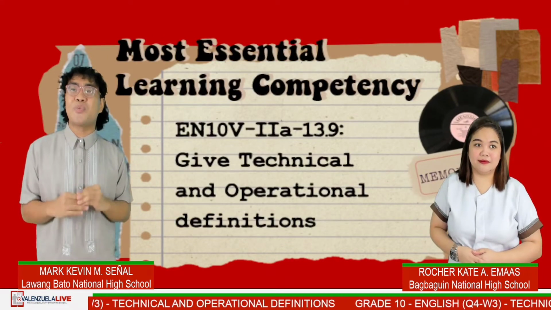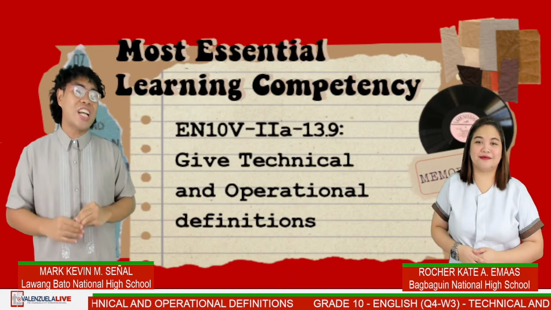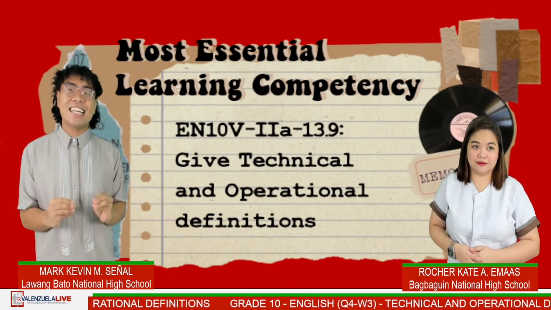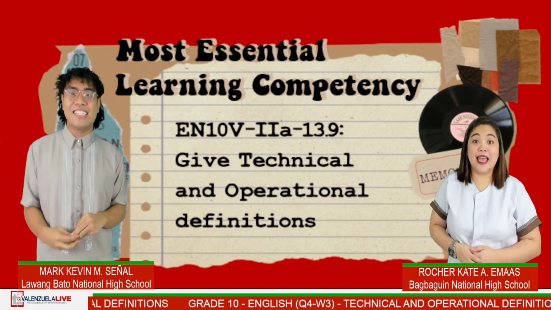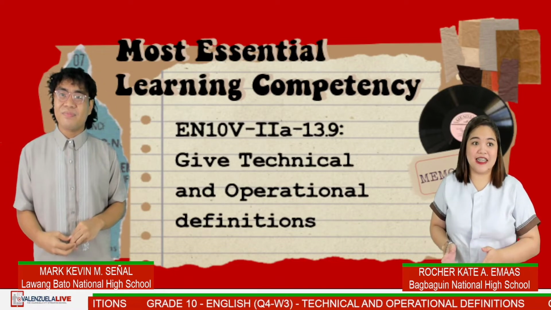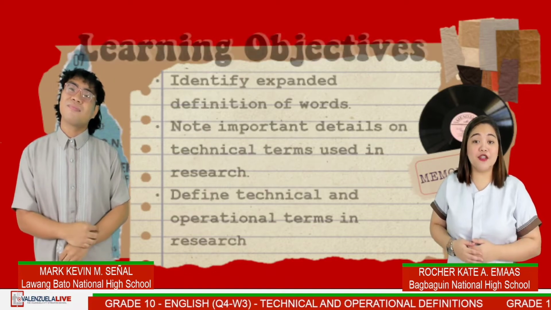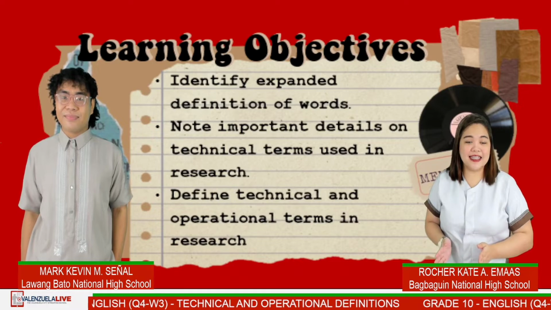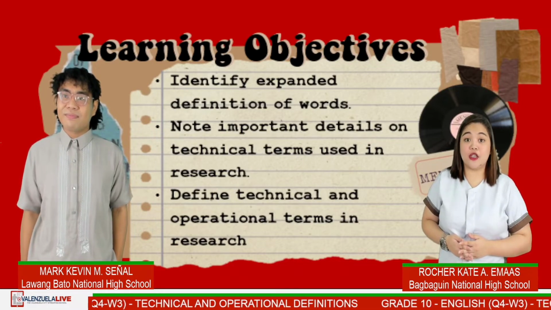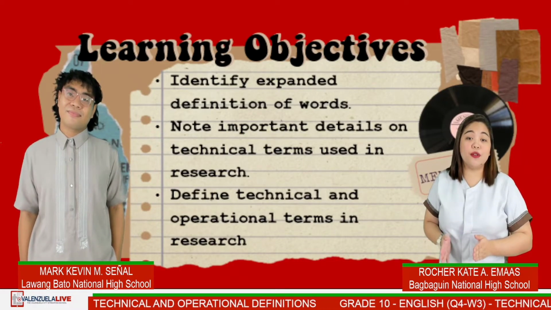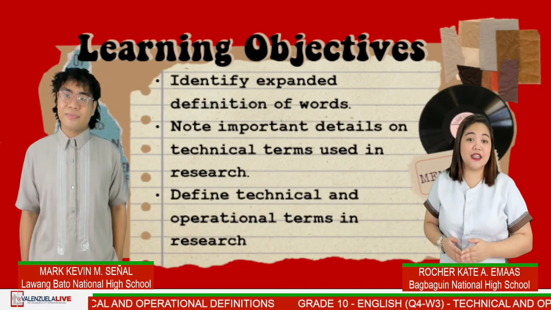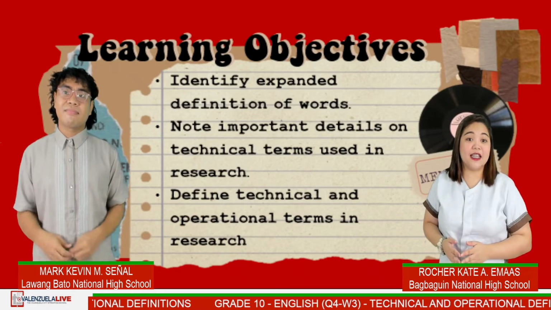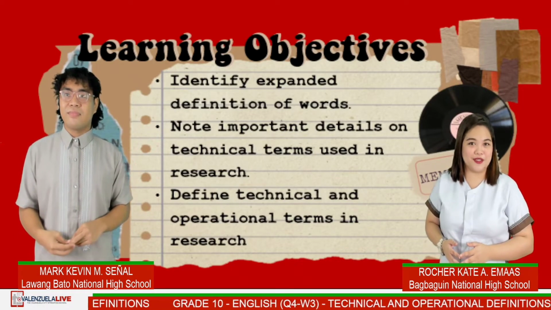By the end of our lesson, you are expected to acquire a competency. For this week's most essential learning competency, give technical and operational definitions. Forming our objectives, by the end of our discussion, you are expected to, number 1, identify expanded definitions of words. Number 2, note important details on technical terms used in research. And lastly, define technical and operational terms in research.